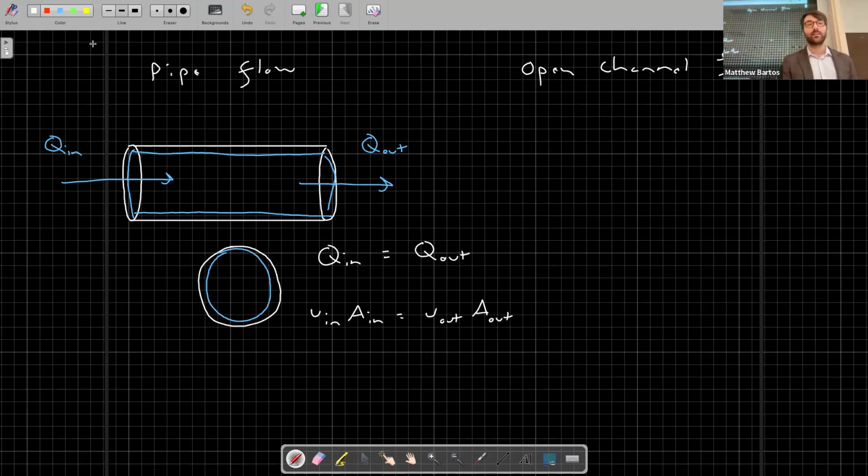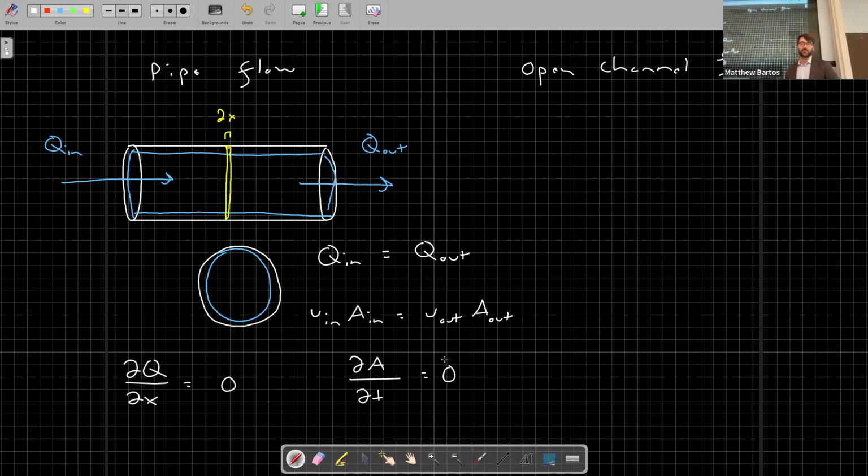So if we take a look at just an infinitesimal element of this pipe, I'm going to say this is some infinitesimal element with width dx. We found the following relation for both the change in volume within that element and the flux through that element. So we have that dQ by dx is equal to 0, and dA by dt is equal to 0. So let's talk about what each of these terms means, just as a refresher.